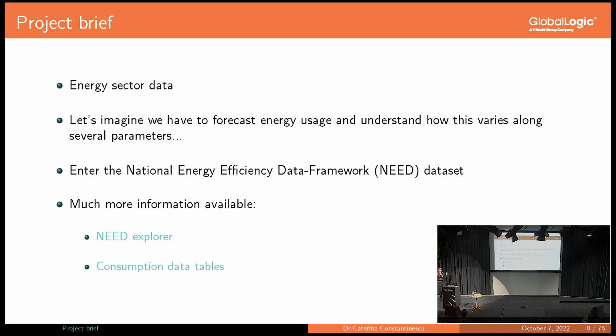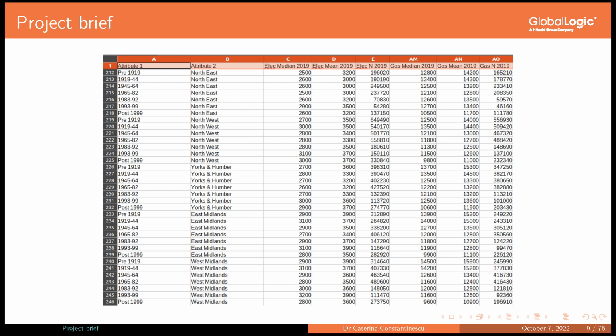But long story short, let's say we have some data from the energy sector and we want to create some forecasts for a couple of years into the future. And what that data looks like is this. We basically have a couple of categoricals. The first one, let's say, has to do with whenever a building was built. It might be from pre-1919 all the way to much more recent builds.